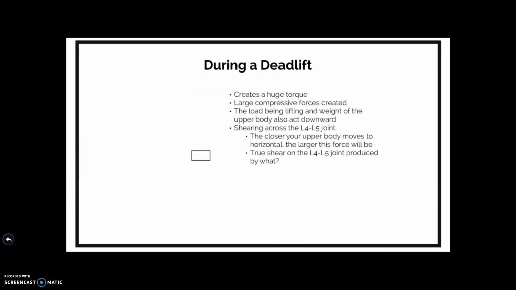The line of action of these muscles pulls the lumbar vertebrae together and creates a compression between them. The weight being lifted and center of mass of the upper body and arms are a relatively long way from the vertebrae, which creates a huge torque.